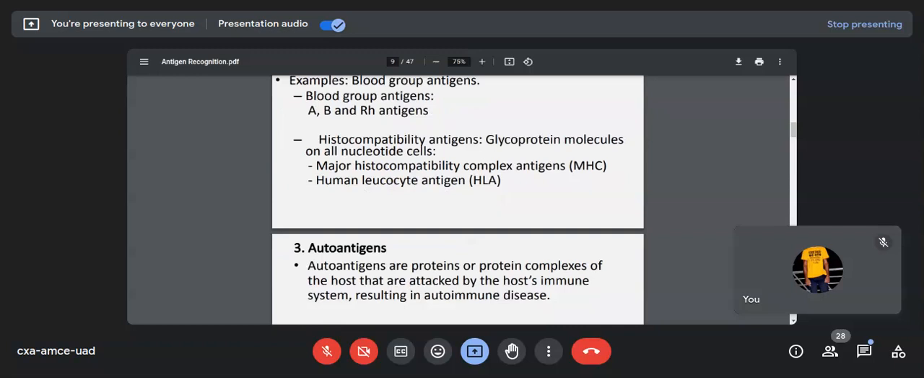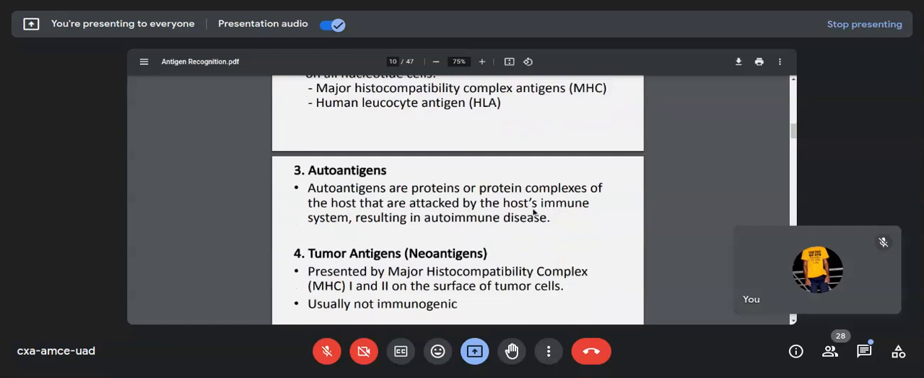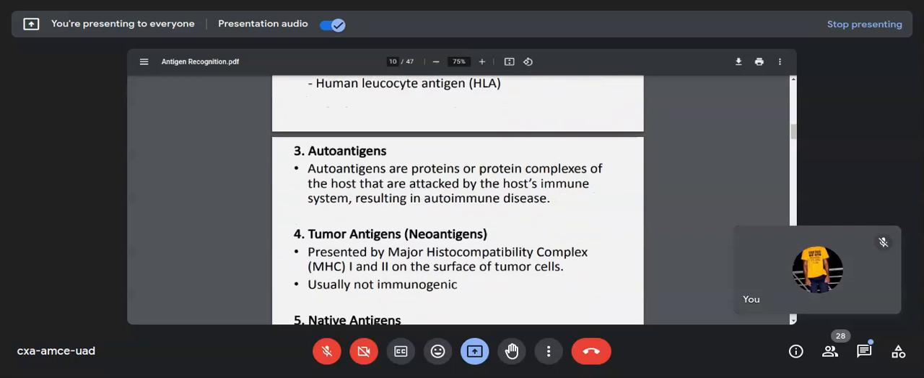Okay, I already talked about the other name for MHC. You can call them human leukocyte antigen, so you can take note of that. That's all you need to know about endoantigens. There are also what we call auto antigens.